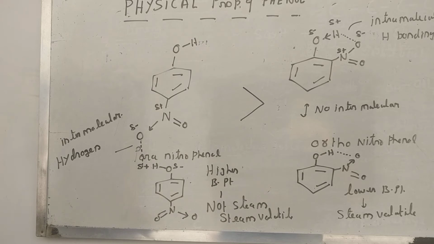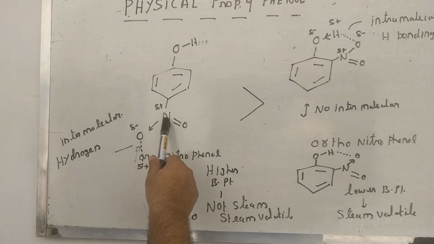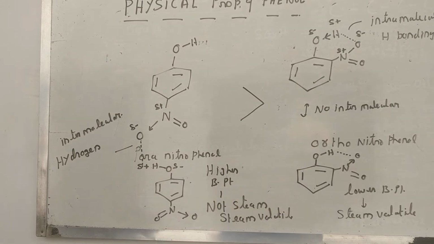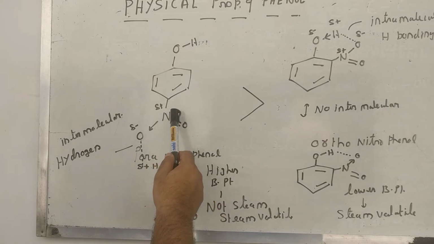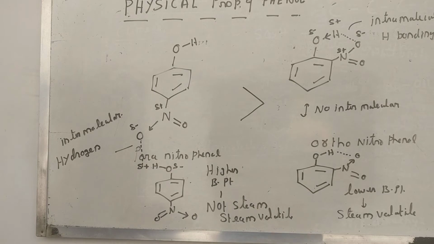Suppose somebody asks you a question: you have a mixture of para- as well as ortho-nitrophenol. You've got a mixture having both these molecules. How will you separate them out? I think you would have guessed the answer. It's very simple. You've got a mixture of this and this. What do you do? You pass steam.